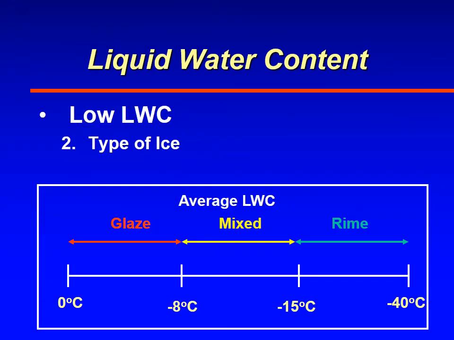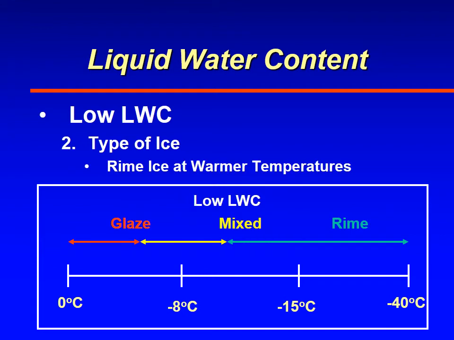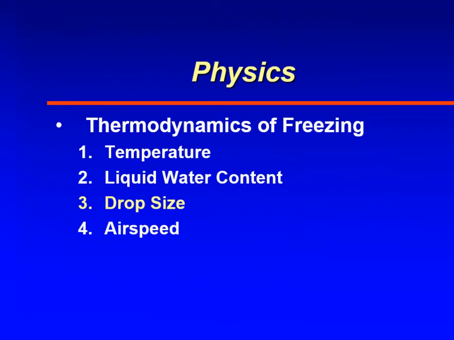We looked at these temperatures before. We said that rime ice happens between -15 and -40. However, if the cloud is really, really dry, then you tend to see rime ice at much warmer temperatures. Instead of -15, you might see it down to -10. You can get rime ice, and that's only if you have a cloud that has very little liquid water content. So liquid water content and temperature do determine the type of ice that you'll get, whether it be glaze, mixed, or rime.